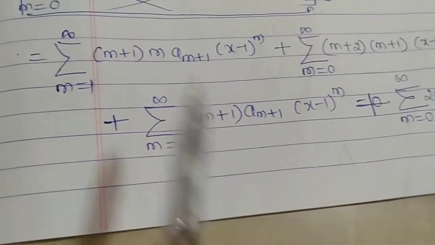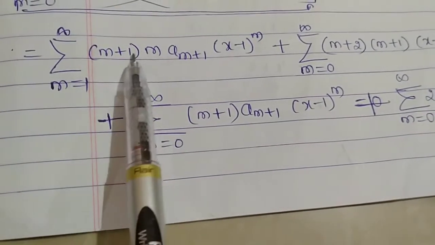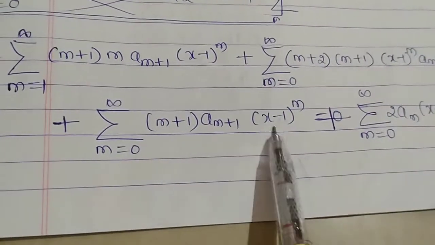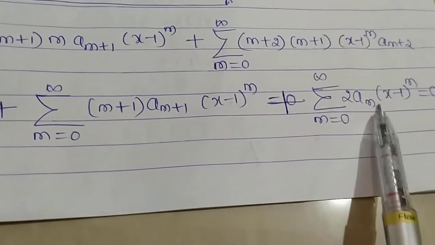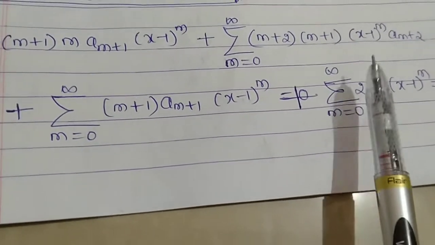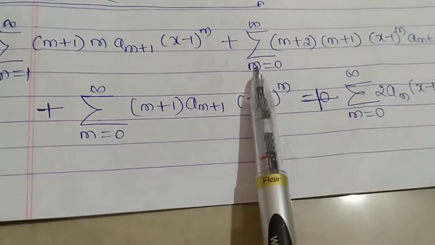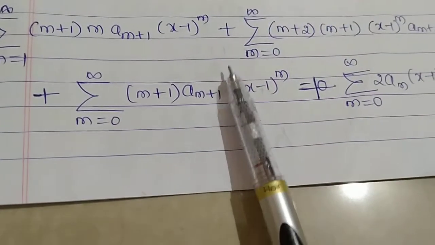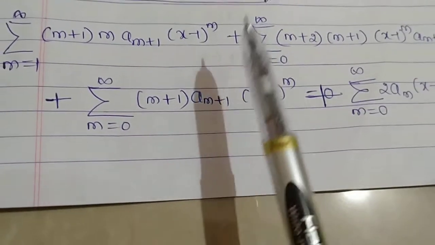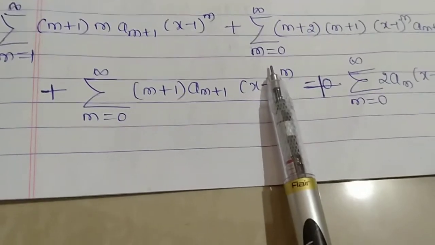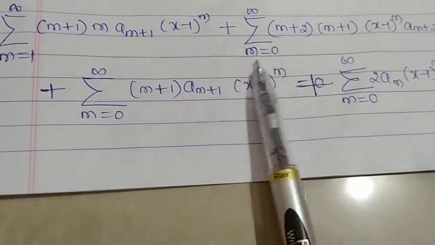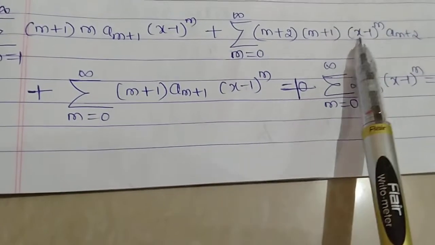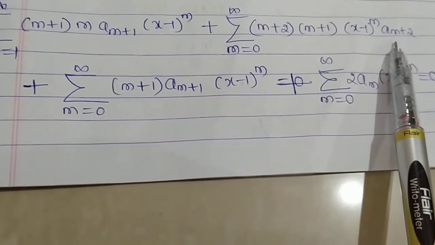That is, summation m is equal to 1 to infinity, m plus 1, m, a m plus 1, x minus 1 to the power m, and so on, isn't it? Now we have to make these summations start from the same index, that is m is equal to 0 to m is equal to 1. So for that, what I have to do, I have to put m is equal to 0 first and find out their values, after that m is equal to 1, that is 2 into 1 into 1 into a naught, isn't it?